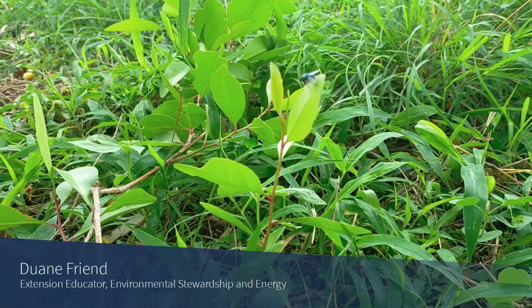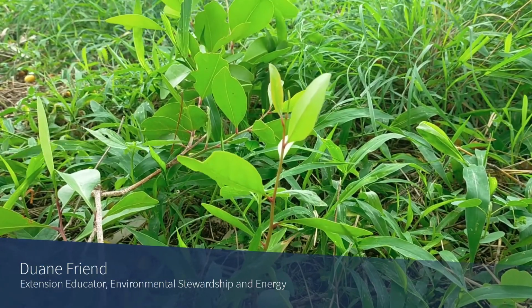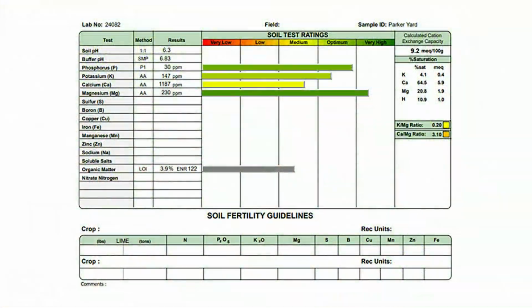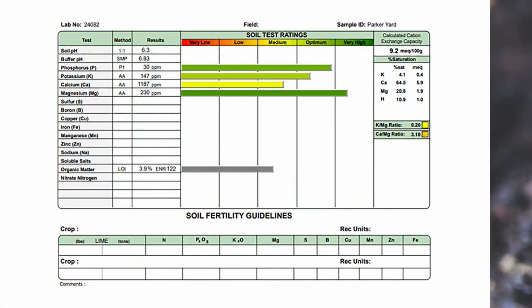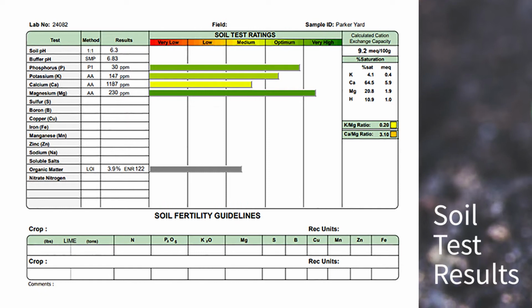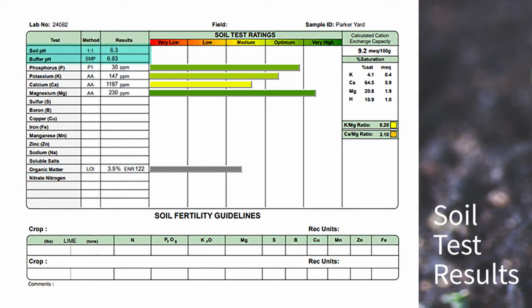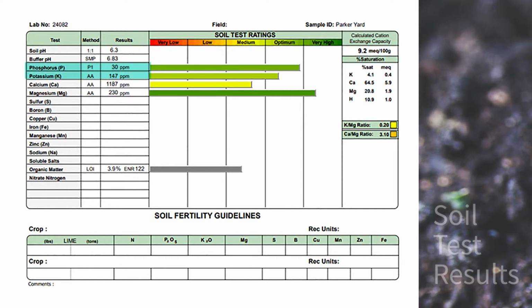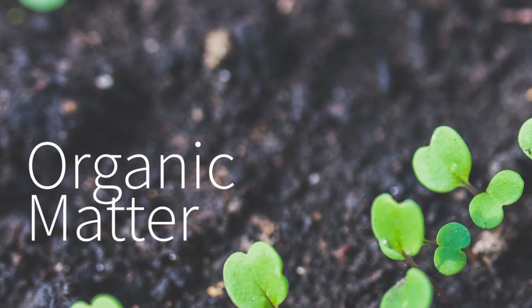So, you've got your soil test results back from your lawn, garden, or landscape. What do the numbers mean, and what do I need to look for? A basic soil test will provide information in several categories. These will be organic matter, pH, cation exchange capacity, and phosphorus and potassium levels. Let's start with organic matter.